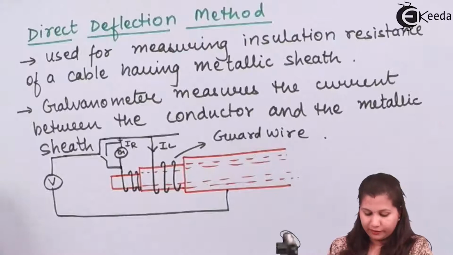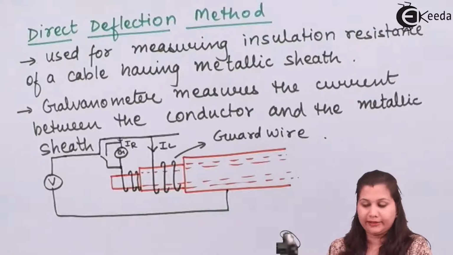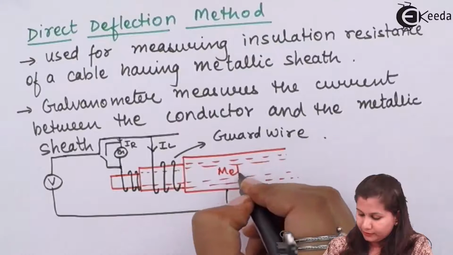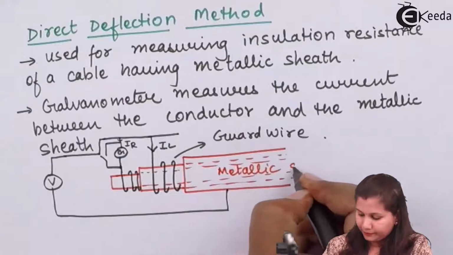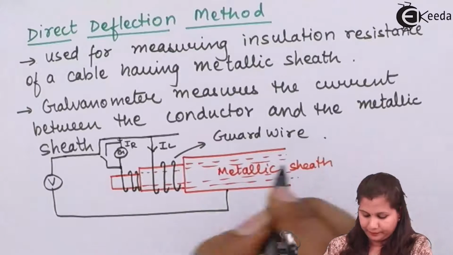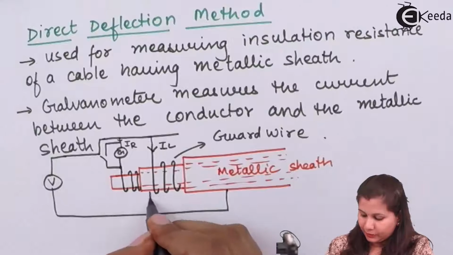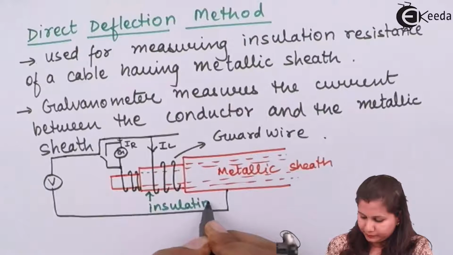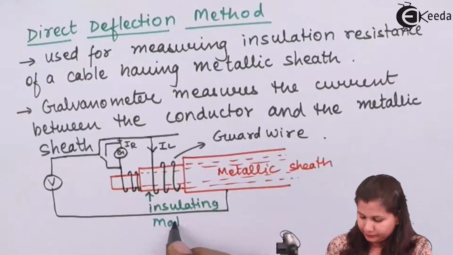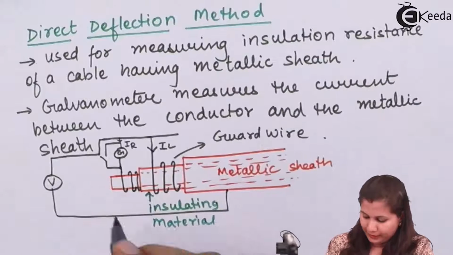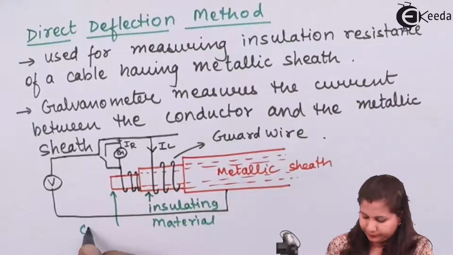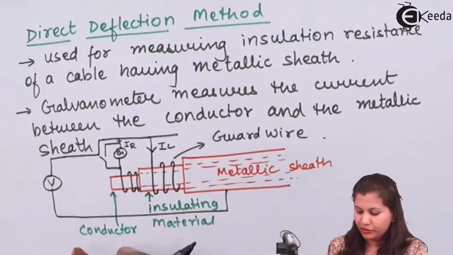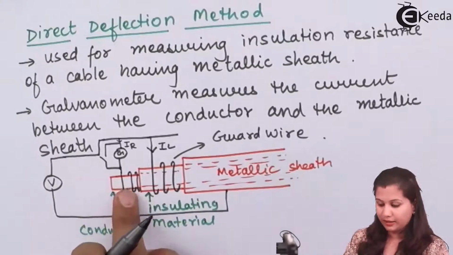So this is the circuit for the direct deflection method. In this you can see this is our metallic sheath, this is the insulating material, and this is the conductor. Through the conductor, we want to measure the resistance of this conductor.